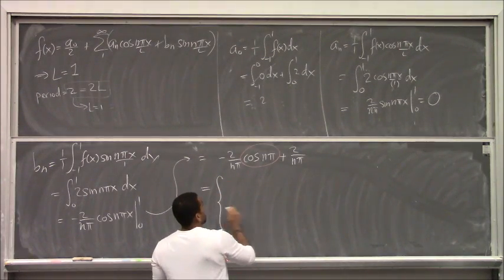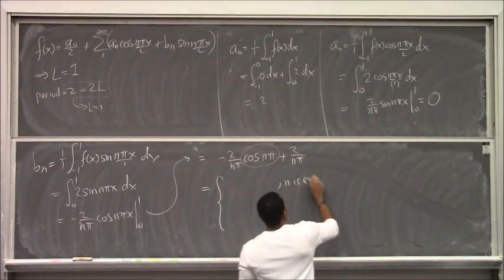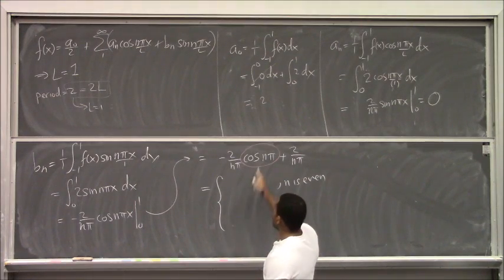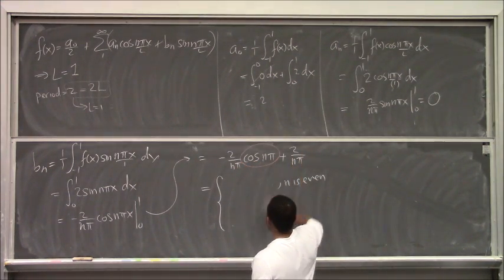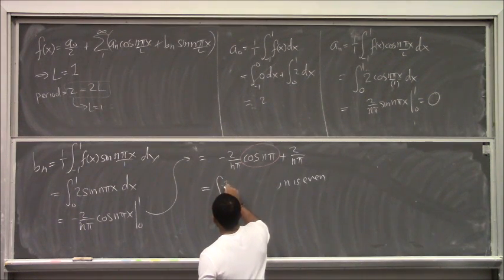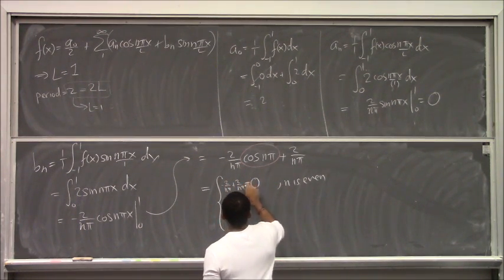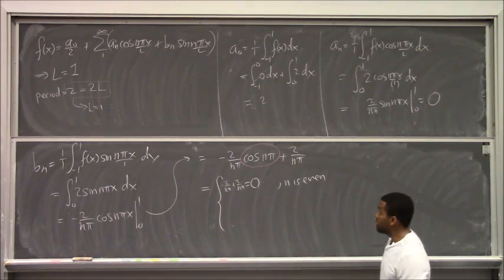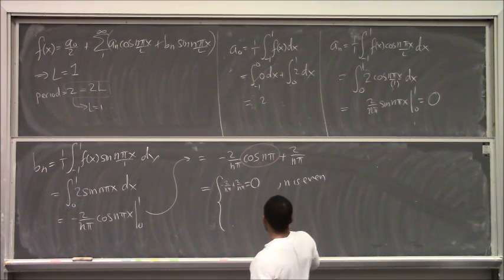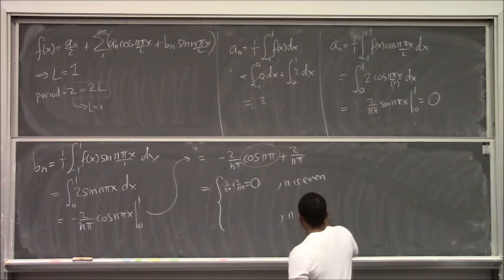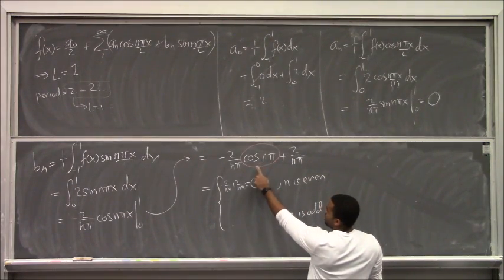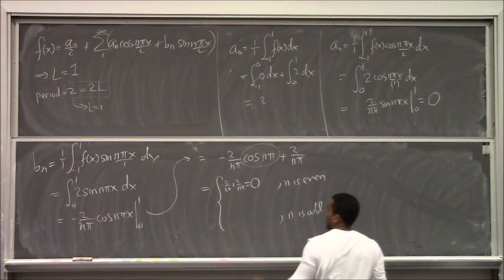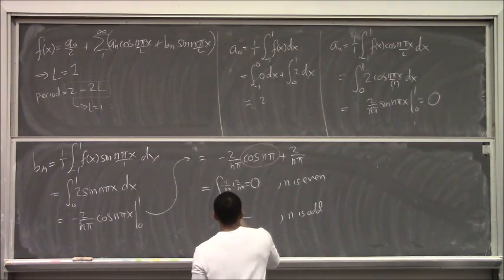So one thing you can notice is that if n is even, this is going to output positive 1, so you're going to have -2 over n pi plus 2 over n pi. So it will give you 0 on all the even n's, but on the odd n's, that's now going to give me a -1, which makes this positive. Added to that, I'm going to get 4 over n pi.